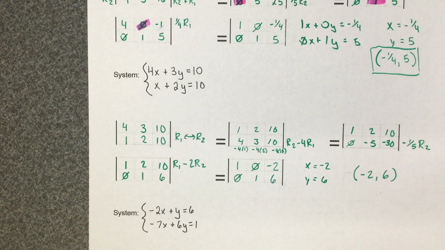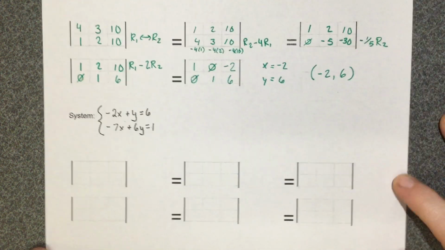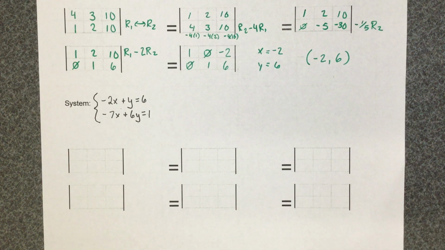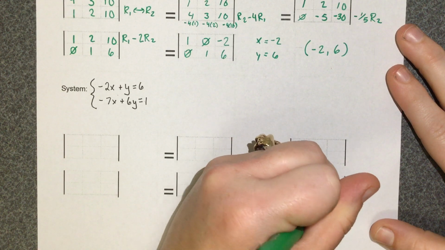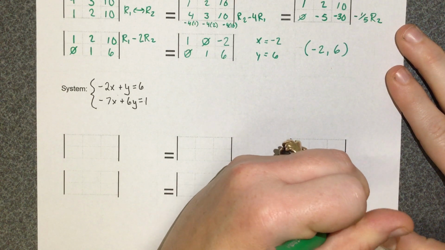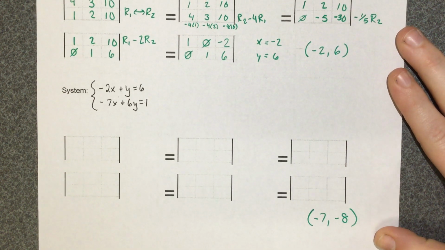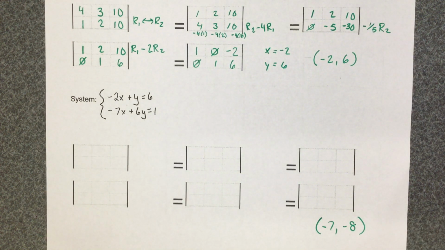I can go ahead and try this last one. And all I'll do is I'll give you a spoiler. The answer to this last one is, pause if you don't want to hear it, -7, -8. See if you can get there on your own. There is no one way to get there.